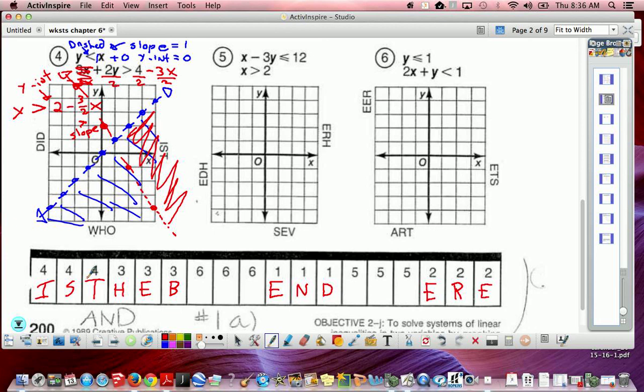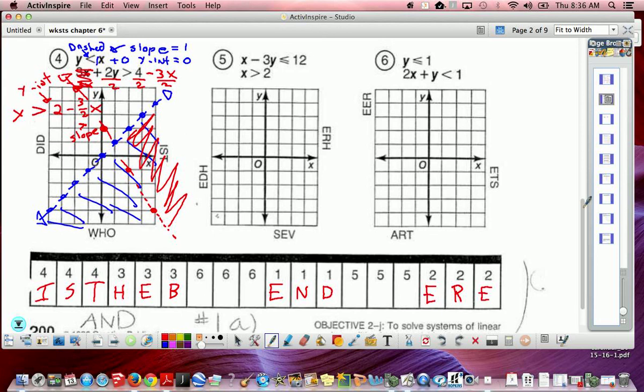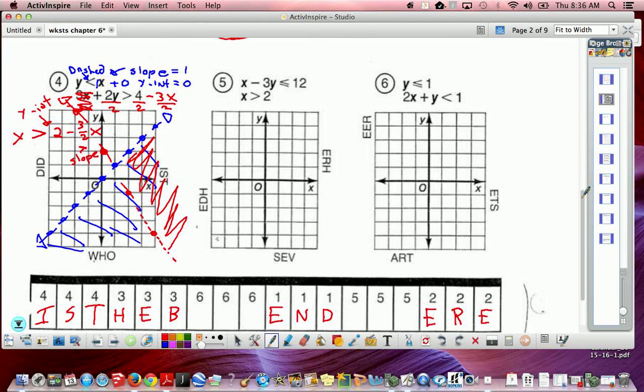All right, number 5. Same type of process. On the first one here, if I want to get y by itself, I'm going to first move the x to the other side. So I'm subtracting x from both sides. So I have -3y is less than or equal to 12 minus x. Now, when I divide by -3, they cross out y. Since I divided by a negative, flip the inequality. 12 divided by -3 is -4, and negative x divided by negative 3 makes positive 1/3 x.